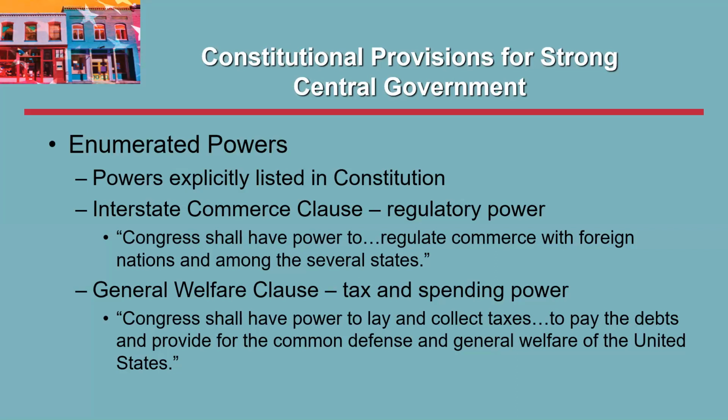The second powerhouse enumerated power is the General Welfare Clause. It reads, "Congress shall have power to lay and collect taxes, to pay the debts, and provide for the common defense and general welfare of the United States." So this clause allows the United States government to raise revenue directly for national purposes. This represented a major change from the Articles of Confederation, in which the national government had no taxing power. Because the federal government has the power to raise money directly, it is able to effectively fund programs to promote the common defense and general welfare.